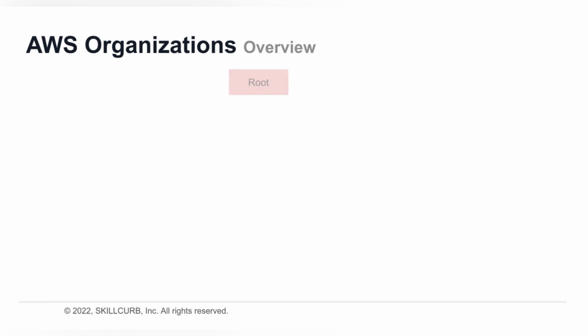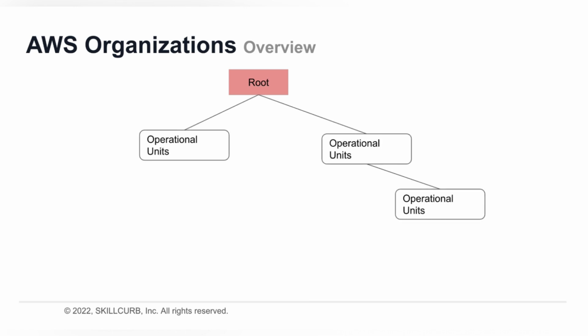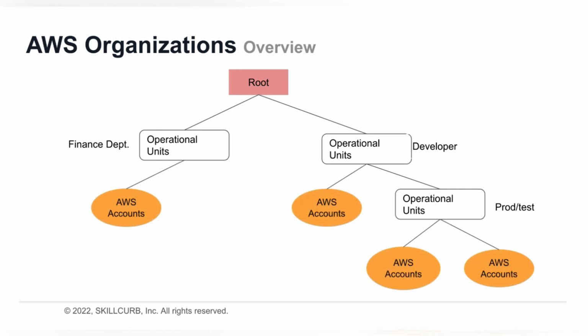So this is the main account. This is very similar to the root account terminology that we use in Identity Access Management. So this is the base account. Then we have all these different organizational units. So this could be the finance department, this could be our developer, this could be production, this could be test, etc. And then we have all of our AWS accounts in these organizational units.